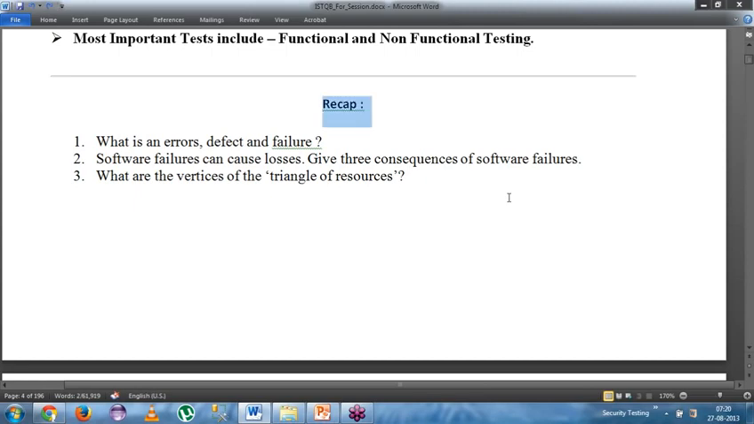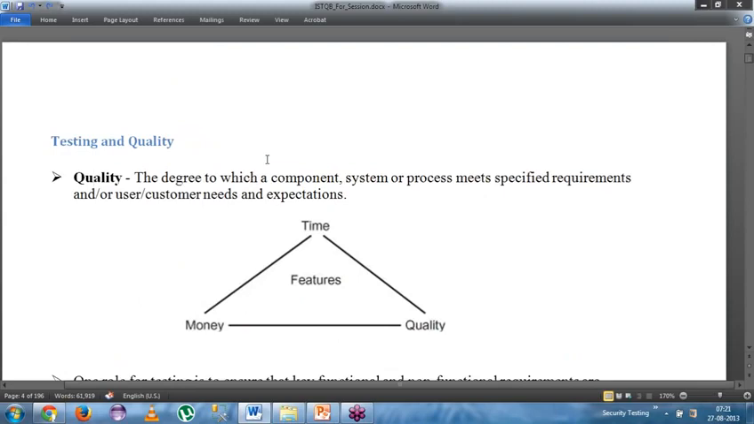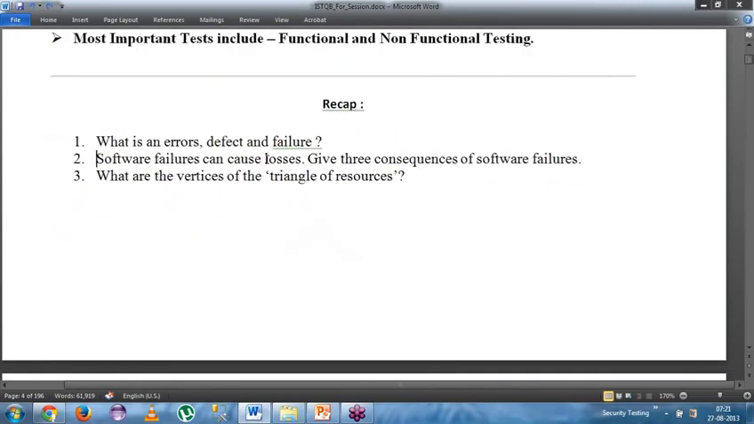So the recap is: what is an error, defect, and failure. We have seen that a human action might lead to an incorrect result, which is an error. When you find a problem during execution, it is a defect or bug. When you ship it to the end users, it is a failure. Software failures can cause losses; give three consequences. We have seen those consequences at the very beginning. And what are the three vertices of the triangle of resources? That again we have seen: time, quality, and money.